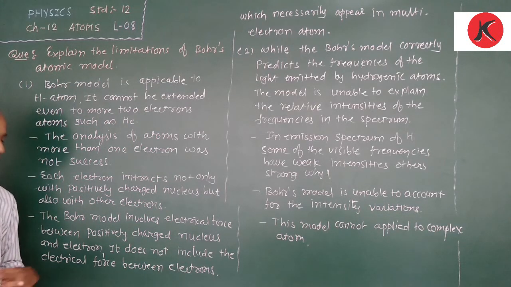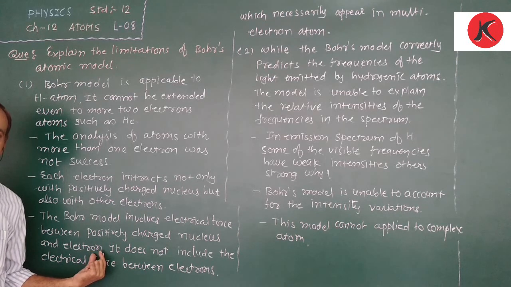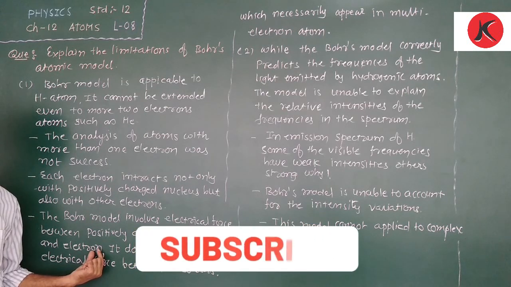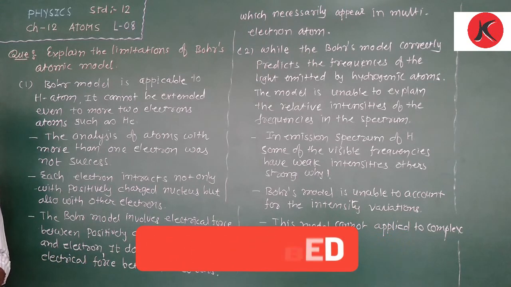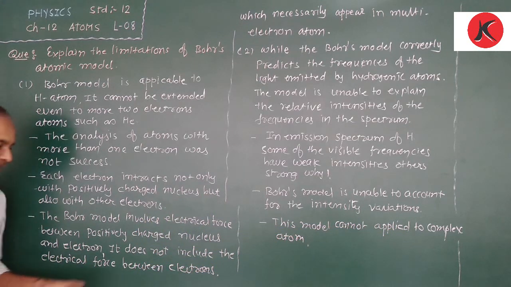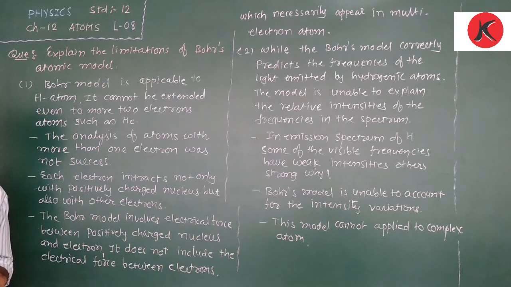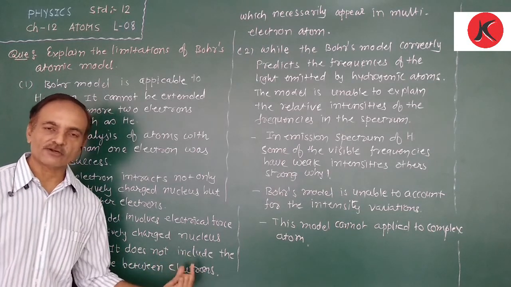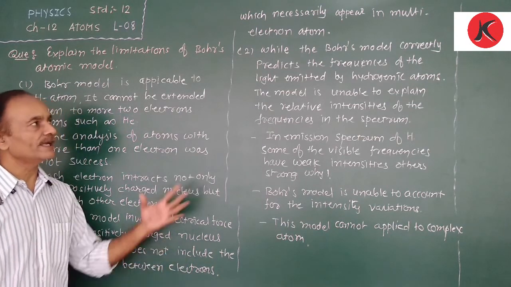So in short, Bohr's atomic model only considers the electrical force between the positively charged nucleus and the electron, for a single electron only. In the case of an atom which has more than one electron, the interaction between the electrons takes place and the electrical force between the electrons also takes place. So in Bohr's atomic model for a complex atom, this electrical force between the electrons is not considered.